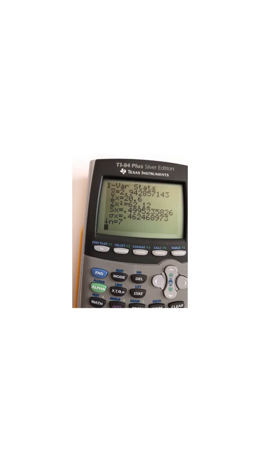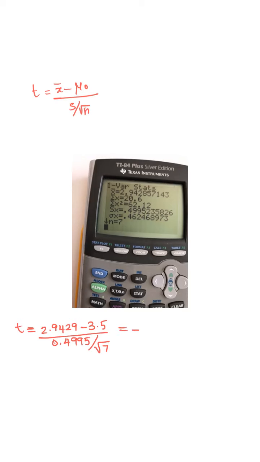So the test statistic is T equal 2.9429 minus 3.5 divided by S, that is 0.4995 divided by square root of n, so square root of 7. Let me write down the formula again here in case you forgot. Okay, so that will give you the value negative 2.951. So this is the test statistic.